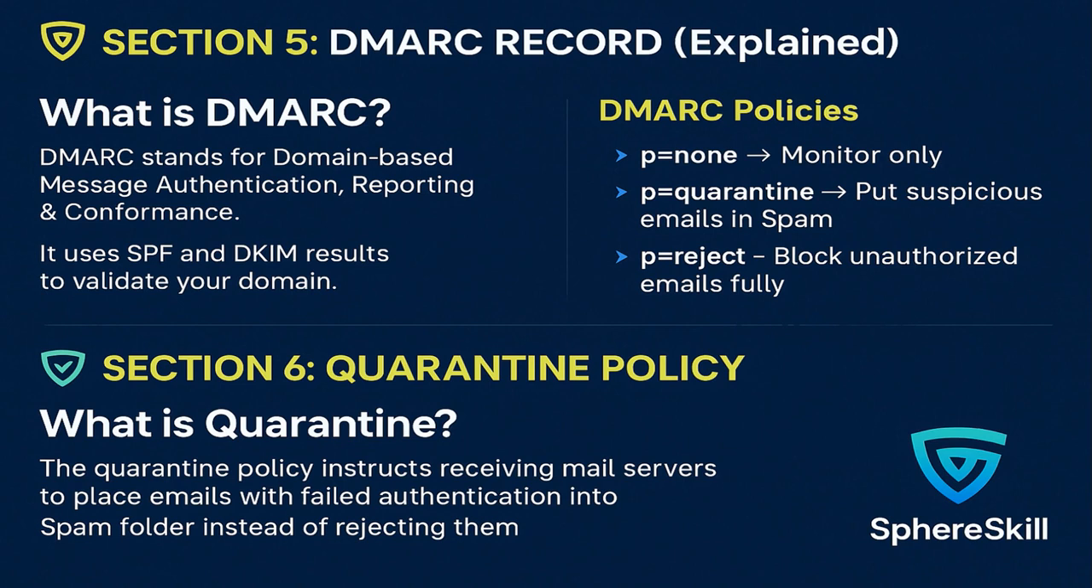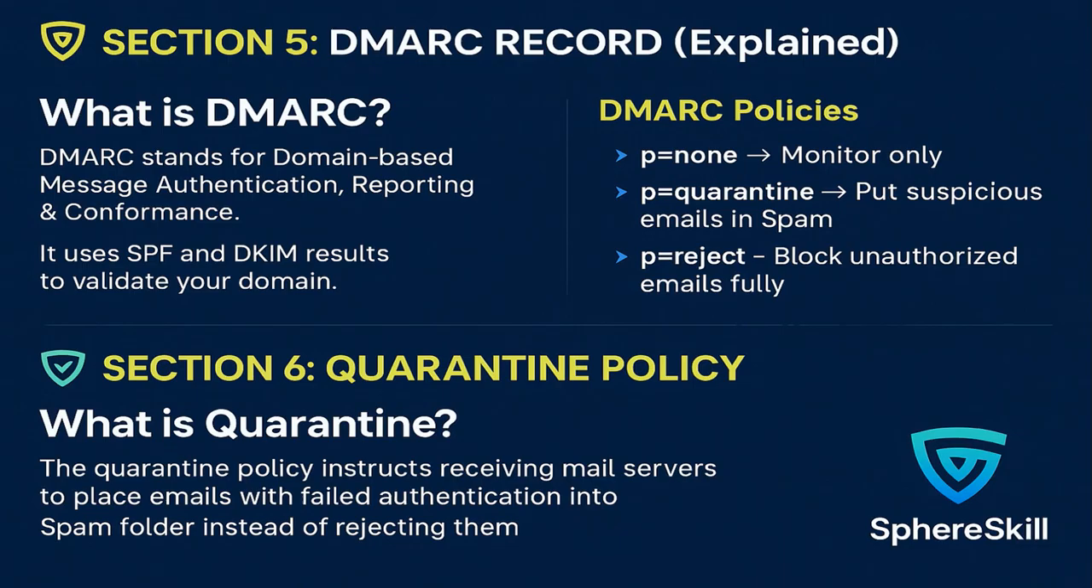So here, we have p equal to none, which means it will only monitor. Then p equal to quarantine means put suspicious email in spam. So if you put the recipient domain into quarantine policy, those emails will land in quarantine. The recipient side will have an admin who can monitor the quarantine, and if they feel this is an authenticated mail, it will be released by manual observation. In many companies they miss doing this, so these mails will not be delivered at all.